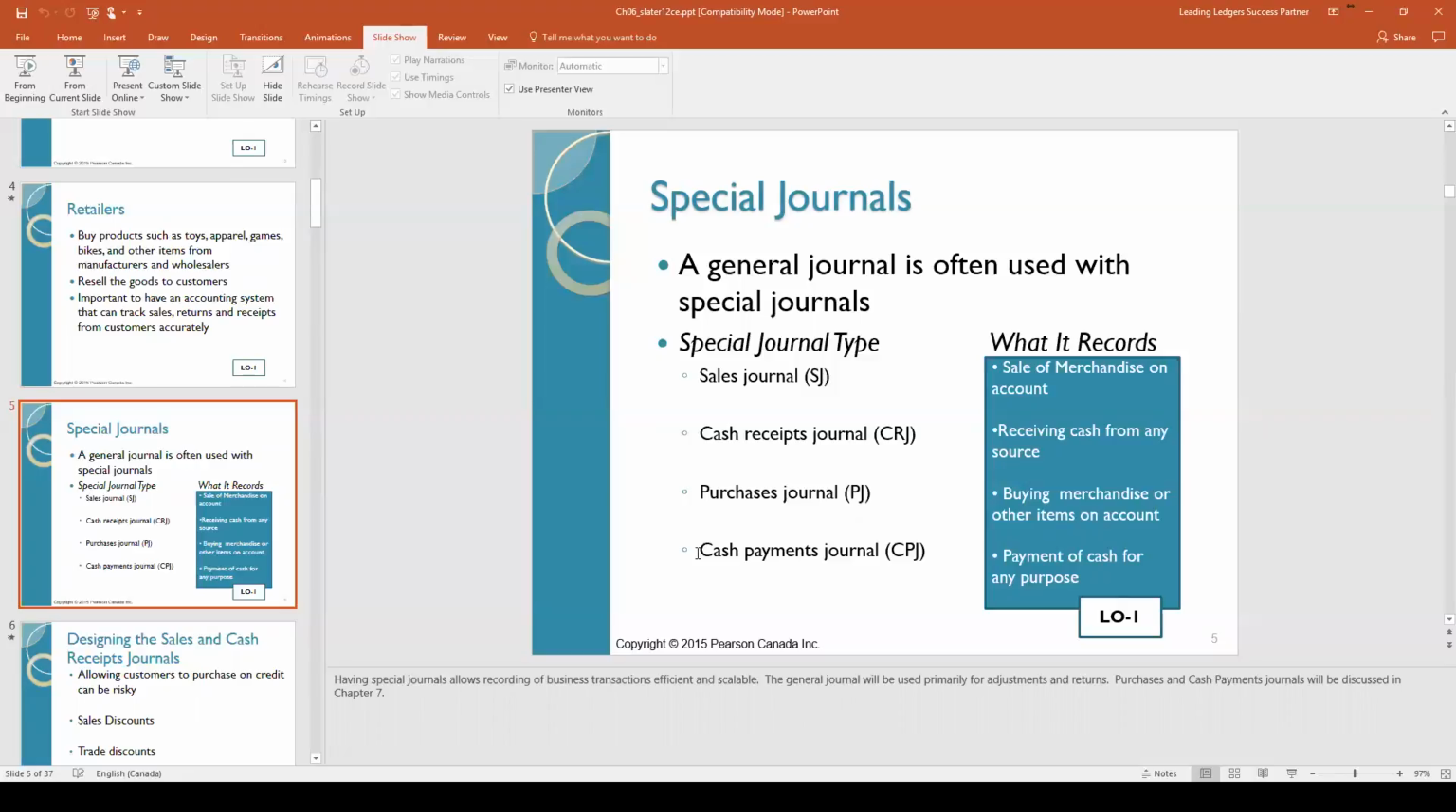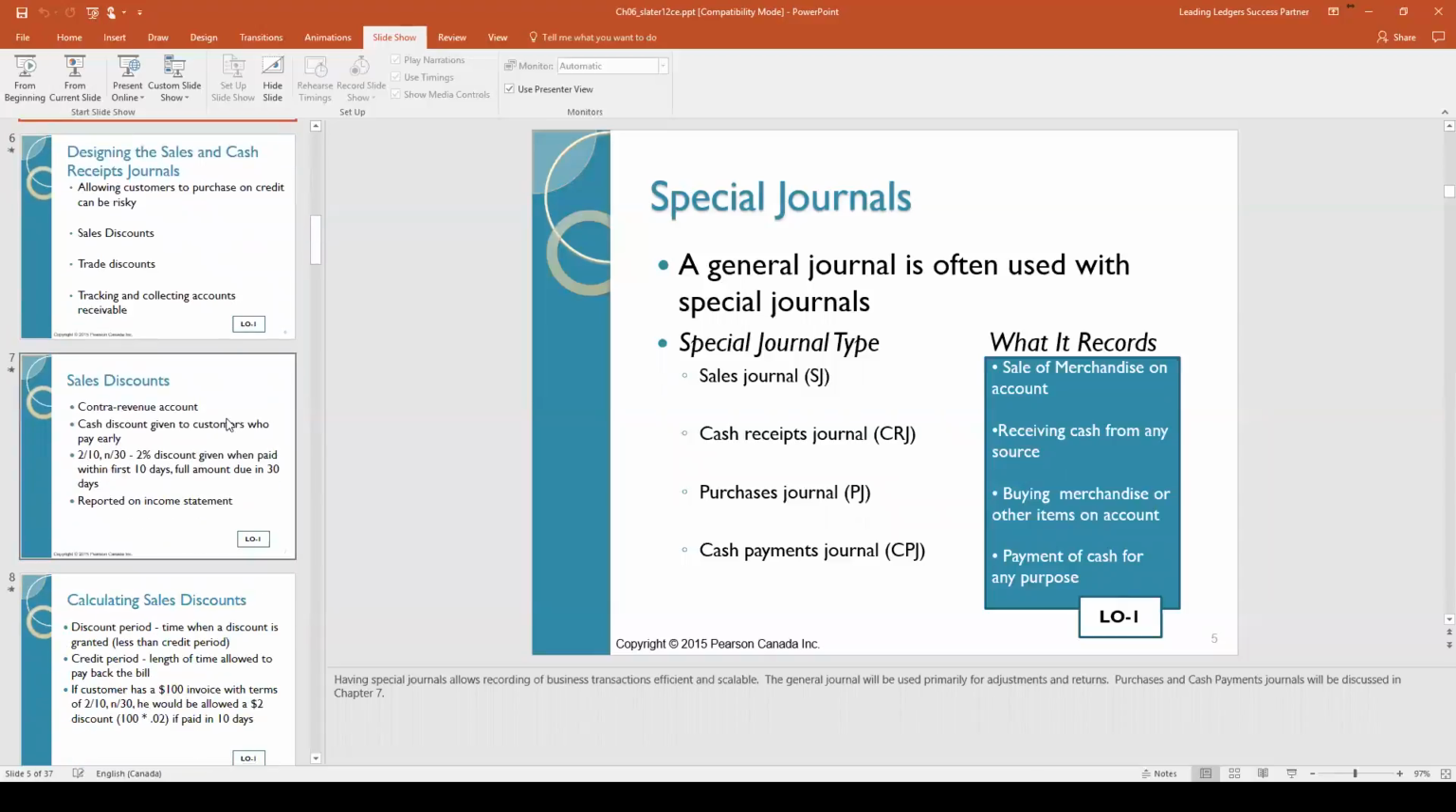So the initial purchase would have gone into the purchases journal for the TELUS expense. For the telephone expense, I would have said an accounts payable, TELUS expense. And then the cash payments journal, when I actually pay the bill, write the check or do the bank transfer, would go into the cash payment side.